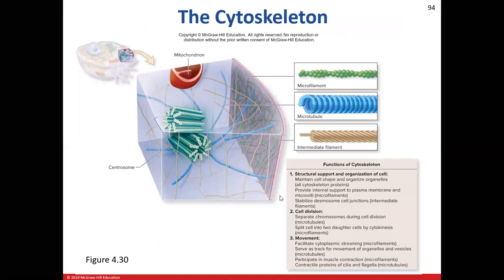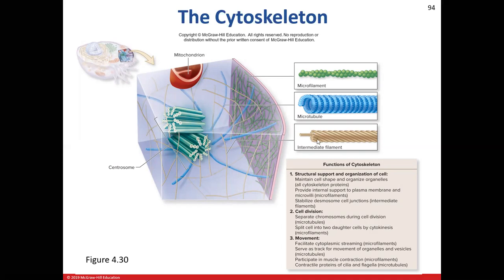So here we get a chance to look at all three different components of the cytoskeleton. Again, we look at the microtubules, and those seem to radiate out from the centrosome, okay? You'll see the tan structures are the intermediate filaments. Again, these are a little bit larger than the microfilaments. They also have a little bit more strength to them.